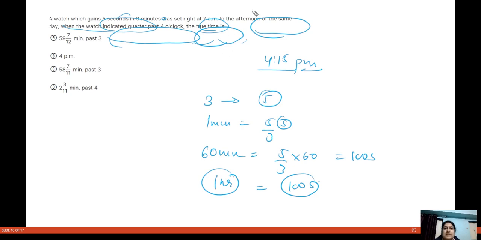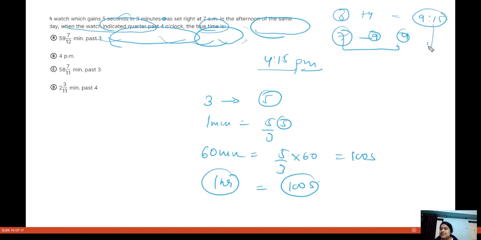Now it is saying in the afternoon of the same day, when the watch indicated a quarter past 4 o'clock, the true time is. Now this quarter past 4 o'clock actually is what? If you start from 7 a.m. to 4, then it is 9 hours, because 7 to 12 you have 5 hours, and 12 to 4 you have 4 hours, so 9 hours 15 minutes.